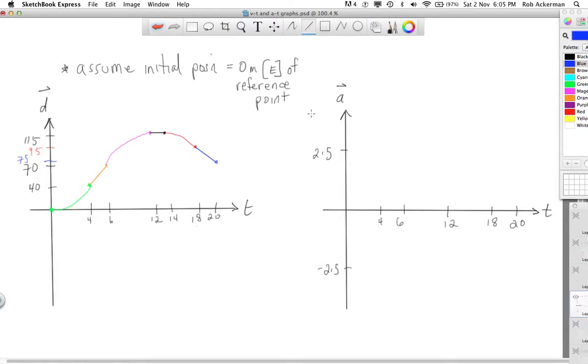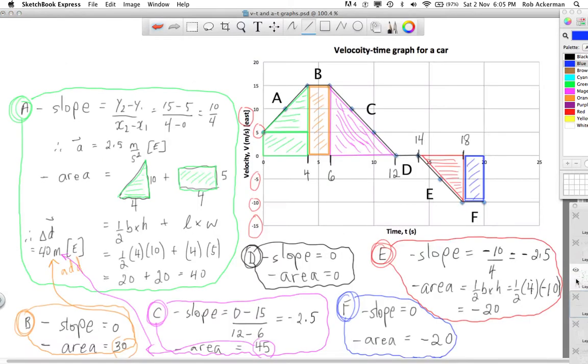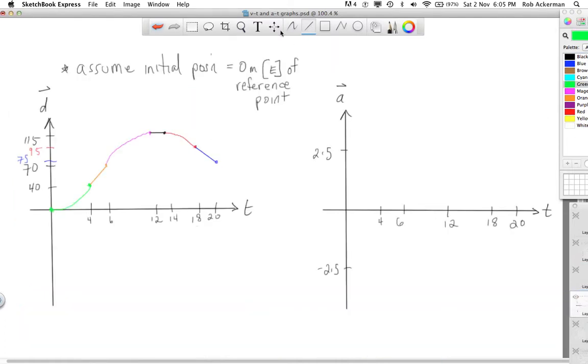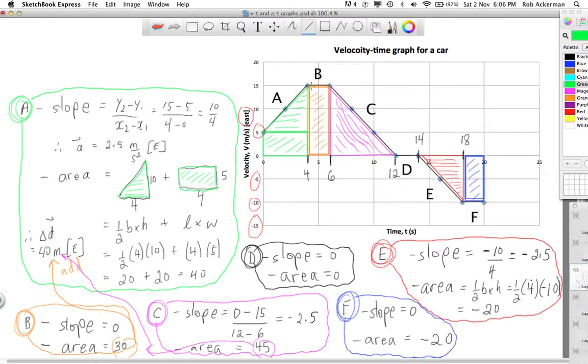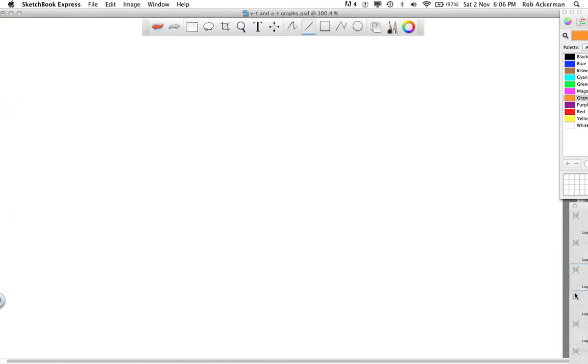All right? Let's take a look at the acceleration graph. I think you'll find this one quite a bit simpler. Let's look at our slopes. A slope of 2.5, a steady slope of 2.5 lasting for 4 seconds in green. Here we go. A steady slope would translate into a steady value of 2.5 lasting for 4 seconds. Now what happens? We flatten out. 0 slope, no acceleration. In orange, no acceleration lasting 2 seconds.